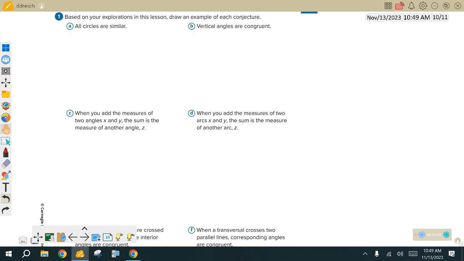Which one are we doing? B. Vertical angles are congruent. Sketching out a picture to show me something about vertical angles being congruent. We're going to do a couple of these and then we'll pause it for today. Tomorrow, hopefully, a little livelier crowd.